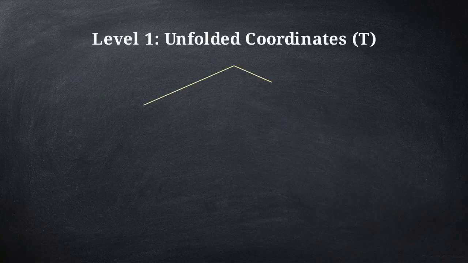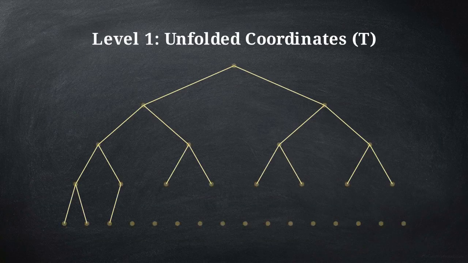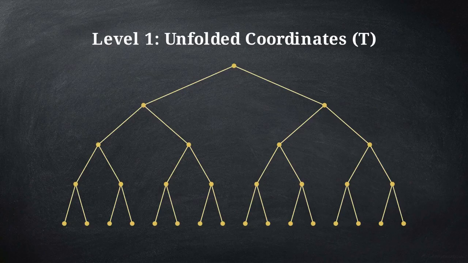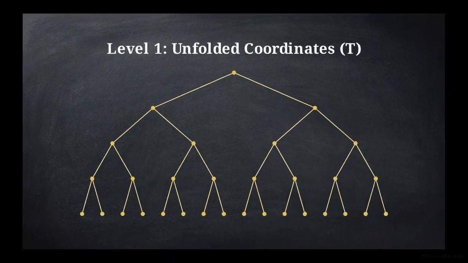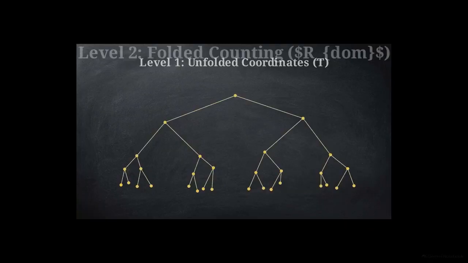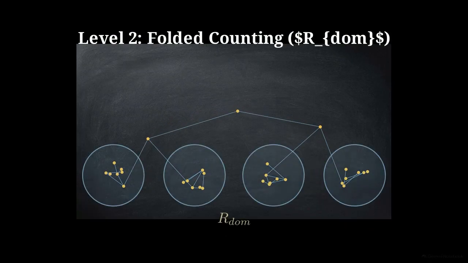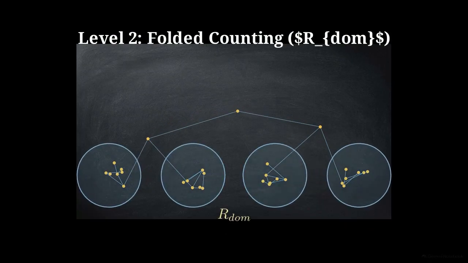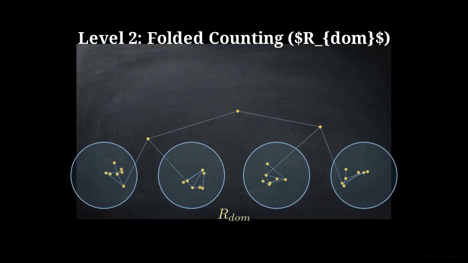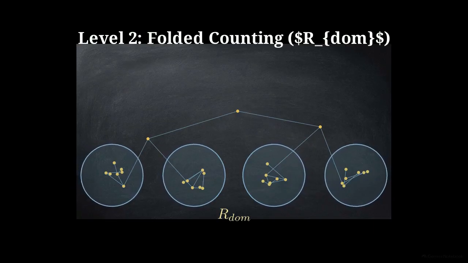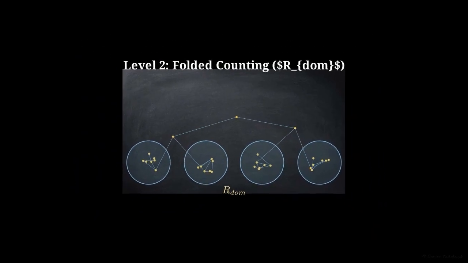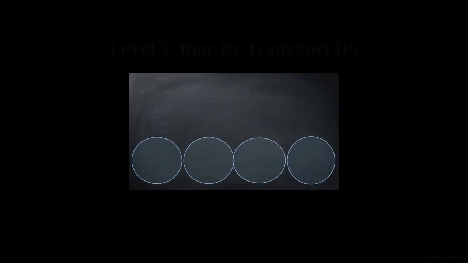This detailed branching tree represents level 1 of the framework, unfolded coordinates. At this microscopic level, we track the granular age and unbroken lineage of single cells, ensuring no temporal data is lost. As we zoom out, we reach level 2. Those individual branches bundle together into folded clonal population counts. This correlates the microscopic lineages to the mesoscopic data seen in laboratory colony assays.